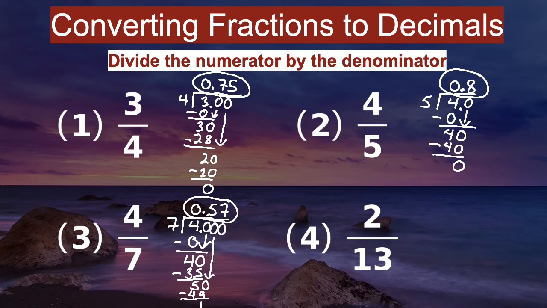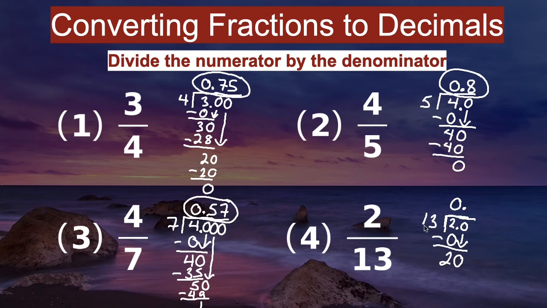Number 4, 2 divided by 13. We're going to put the 2 inside of the house, and we're going to put the 13 on the outside. How many times does 13 go into 2? 13 goes into 2 0 times. And then 0 times 13 is going to be 0. 2 minus 0 is 2. And then once we get to this point, we can add the decimal and then drop that first 0.